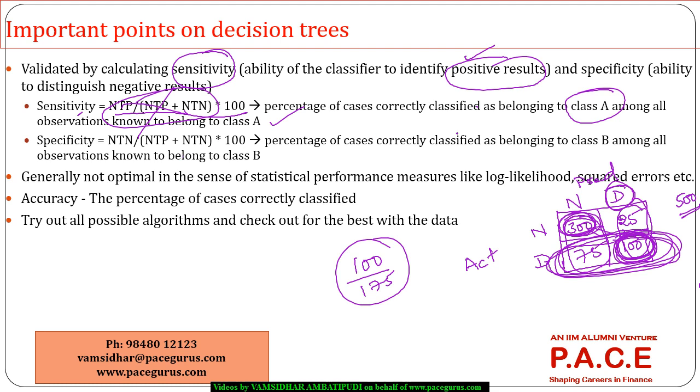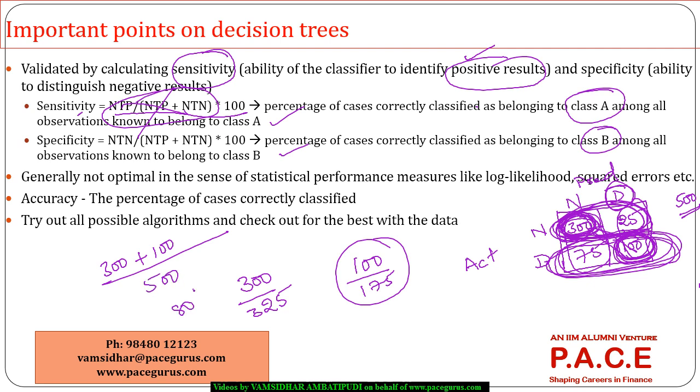Whereas specificity is the percentage of cases correctly classified as belonging to class B among all the observations known to belong to class B. There are 325 observations belonging to class B, out of which 300 are identified correctly. So 300 out of 325 is the specificity. And overall, for accuracy, I'm taking 300 plus 100, correctly classified out of the overall 500. So the overall accuracy is 80%. This is the sensitivity. This is the specificity.